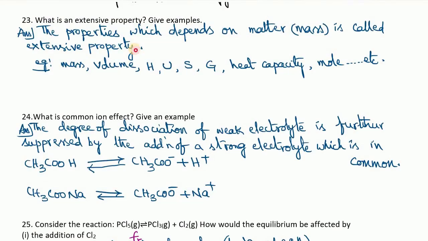Okay, right. 23rd question. What is an extensive property? The property which depends on matter, matter means mass, is called extensive property. And what are the examples for extensive property? You can see here mass, volume, H. H is what here? Enthalpy.